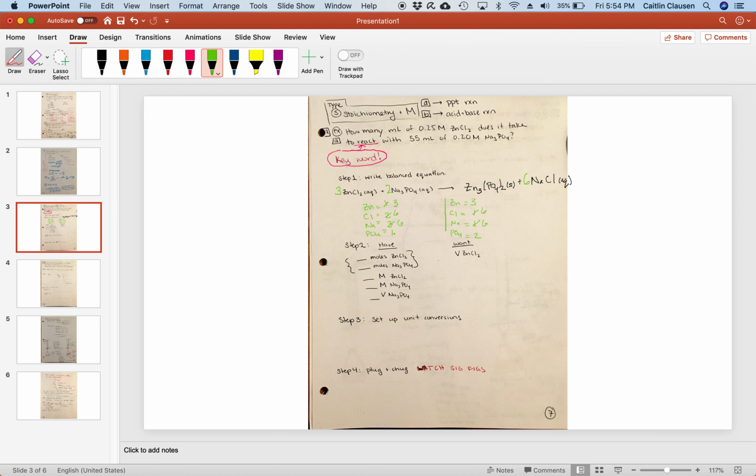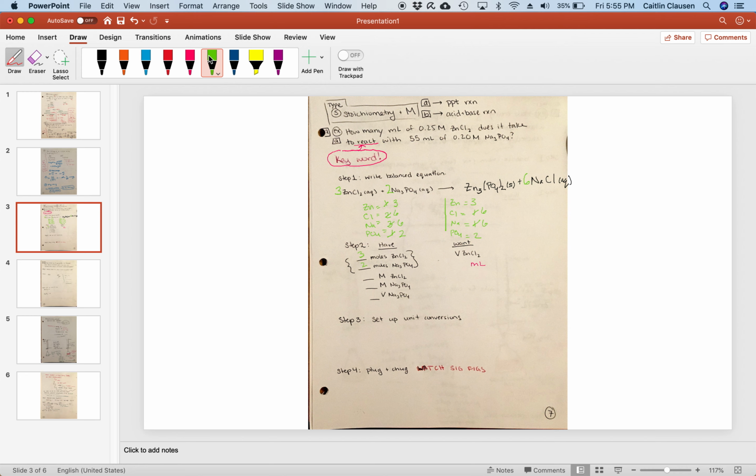That gives me 2 phosphate units, and now everything is balanced. So here I can write in what I know and what I want to get. We want to look for the volume of zinc chloride, and that is specifically in milliliters. From the balanced chemical equation, I know how many moles of zinc chloride it takes to react with moles of sodium phosphate.